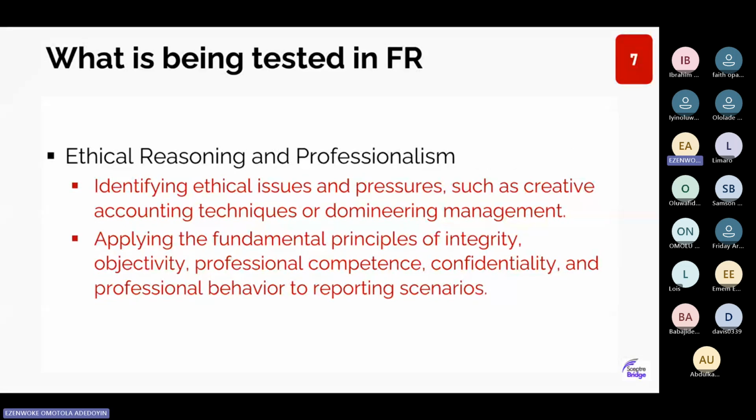Now, the next one is ethical reasoning and professionalism, right? ICAN is now very interested, even at your level. They want to see how you are able to identify possible ethical issues in financial reports, all right? Because if we're talking about financial reporting, we're also talking about ethics.